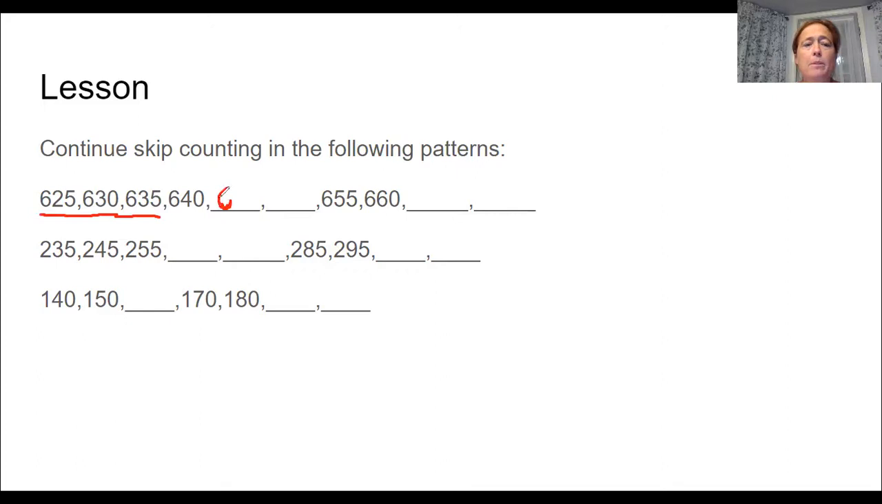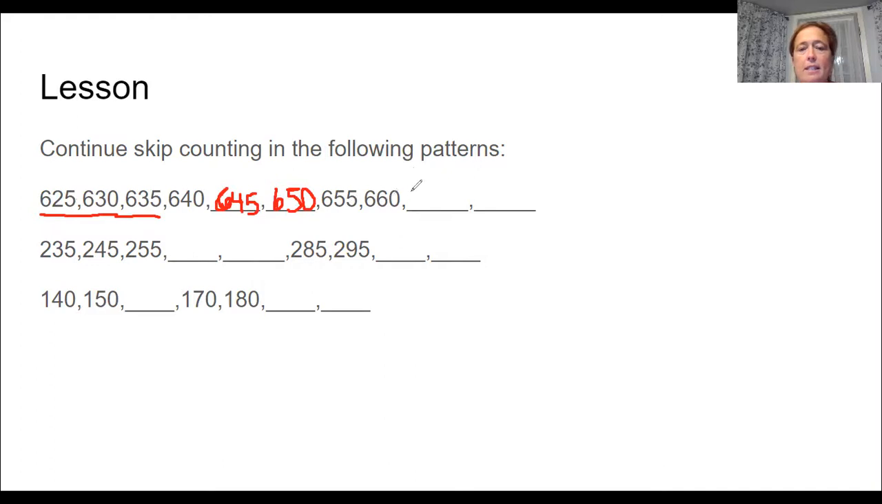Whoop, my pen was not working. 645, okay, because that's 640 plus 5 is 645. 650, because 645 plus 5 is 650. Okay. Now you'll notice that because we're in the same hundreds the whole time, our hundreds place is not changing. It's just our tens and our ones.